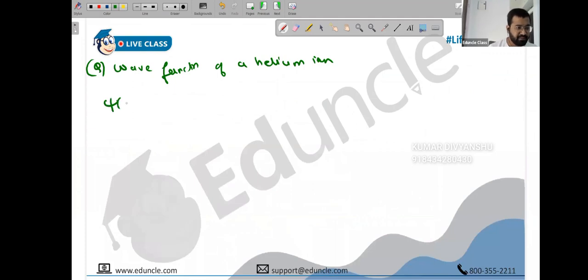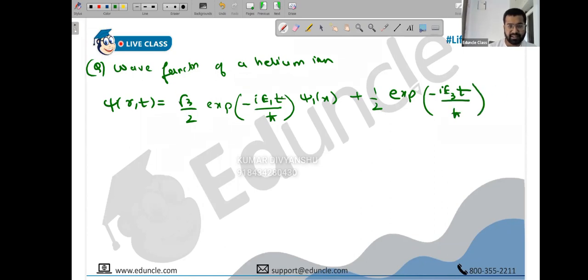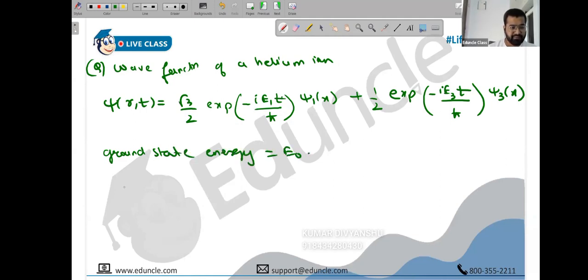Psi of x comma t is given by root 3 by 2 into exponential of minus i E1 t upon h cut into psi 1 of x, plus half into exponential of minus i E3 t upon h cut into psi 3 of x. They have given us the ground state energy is E0. The value of average energy is dash times E0. That's the question. So it's a question on average energy, but using a helium ion.